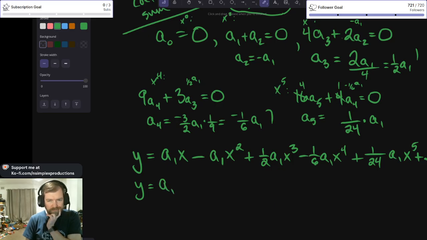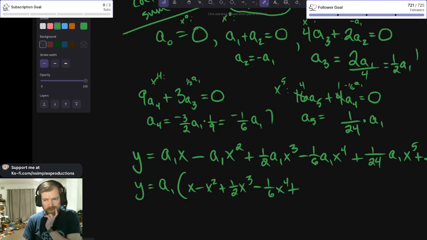A sub 1 times the quantity x minus x squared plus 1/2 x cubed minus 1/6 x to the fourth plus 1/24 x to the fifth minus dot dot dot.